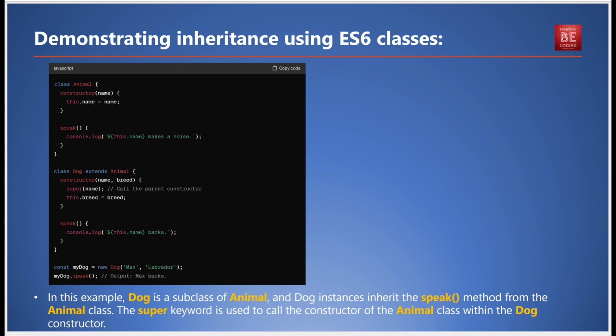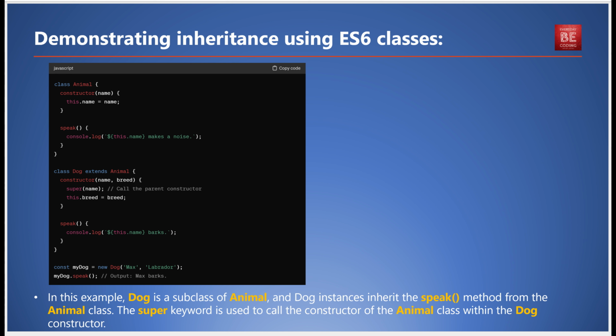So as a recap, inheritance in JavaScript using ES6 class syntax involves class declarations, constructor methods, class inheritance, the super keyword, and method overriding. It's a powerful way to create hierarchical relationships between classes, allowing for code reusability and organization.